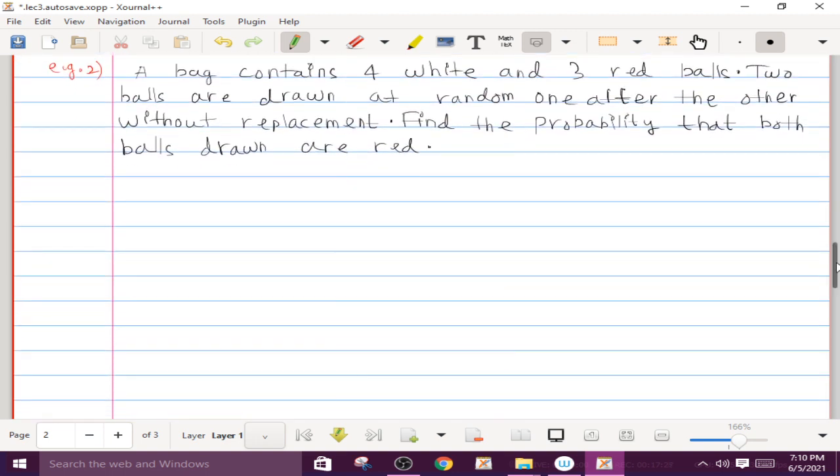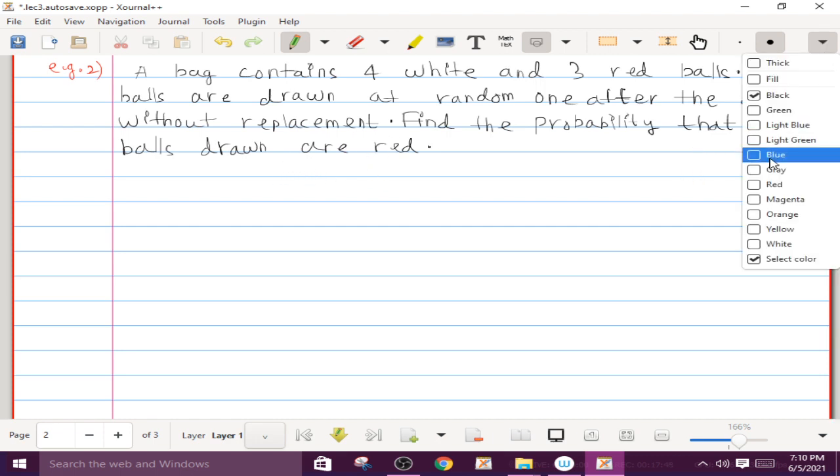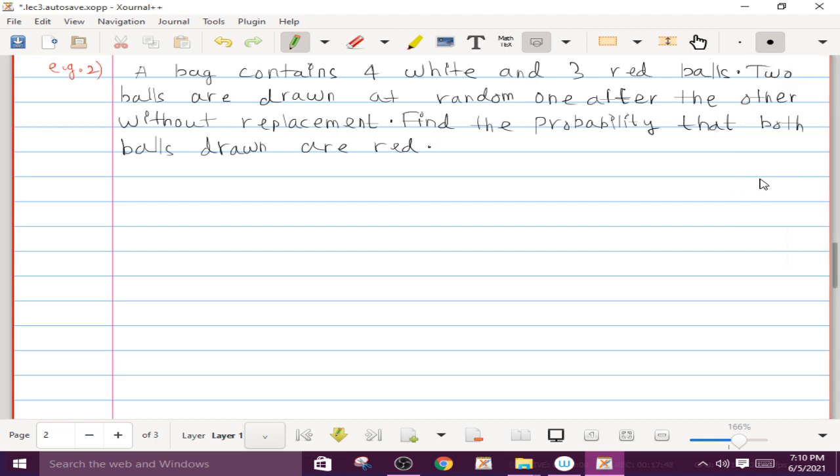Let's see another example. A bag contains 4 white and 3 red balls. 2 balls are drawn at random, one after the other without replacement. Find the probability that both balls are red. Okay. So let's solve this example. Let's see its solution.